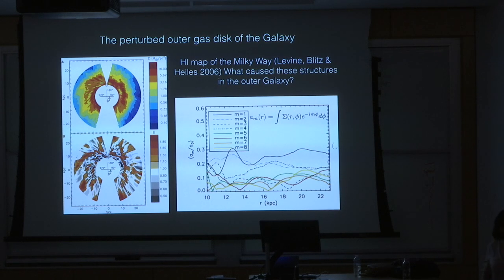That's pretty big. And it's not really possible to explain this level of perturbation in the outer part of the Milky Way in a purely isolated context. So we had to ask the question, what caused these structures in the outer galaxy? So that's the question that began this line of inquiry.